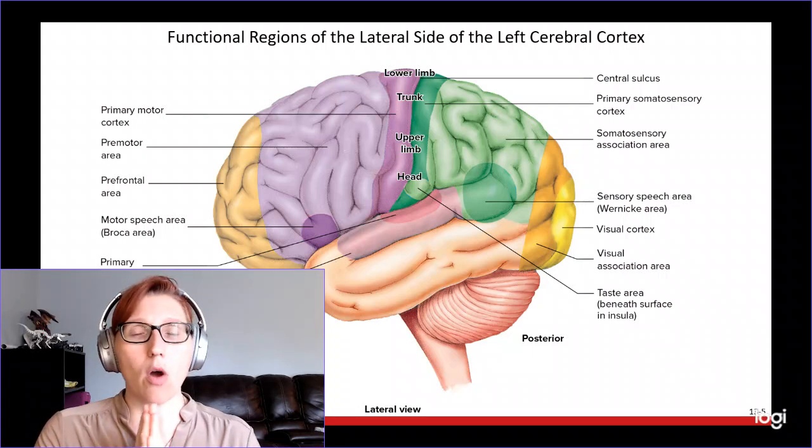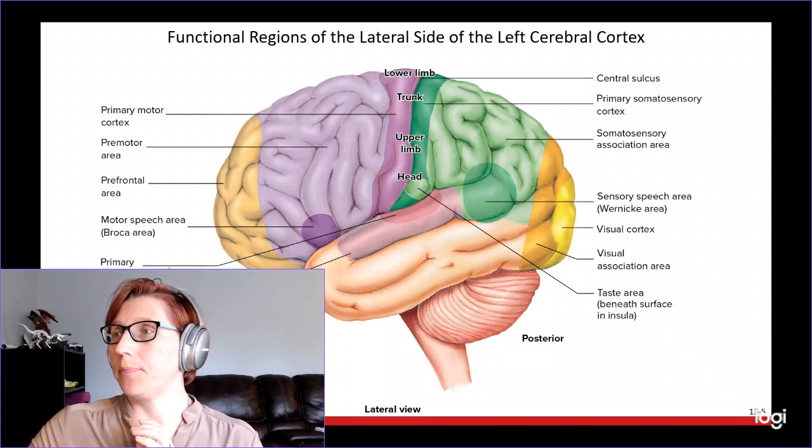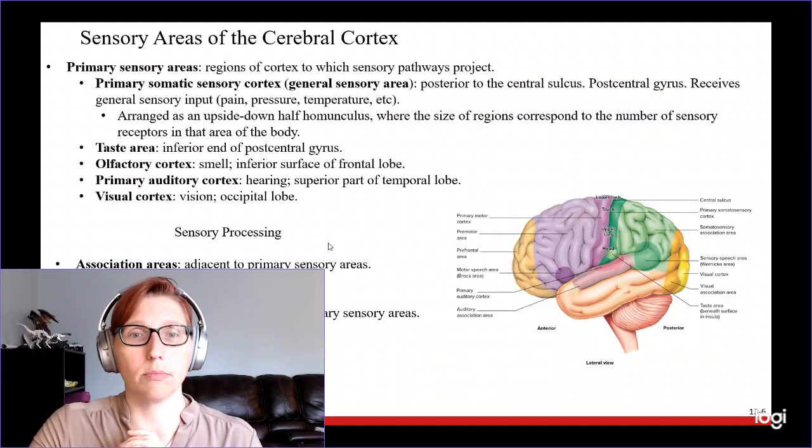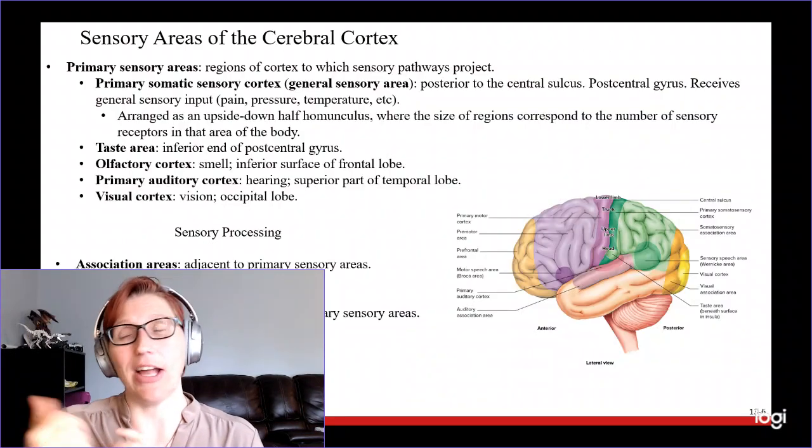And I will wait on olfactory until we get to a different slide. All right, this slide, actually.